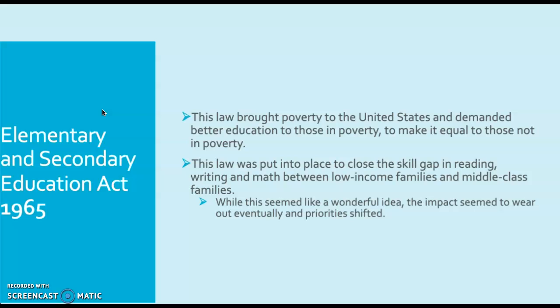So this law was put in place to close the skill gaps in reading, writing, and math between low-income families and middle-class families, because the low-income families were mostly going to low-end schools that didn't have the best resources and programs for their students. They were kind of falling behind, whereas the middle-class families had a lot of resources and great teachers at their schools. And although this seemed like a great idea, the impact seemed to wear out eventually, and the priorities of the U.S. funds shifted.